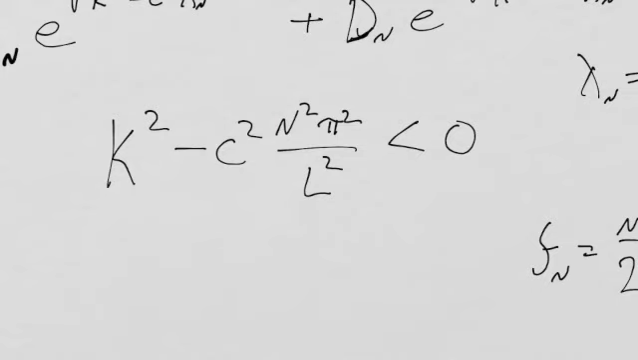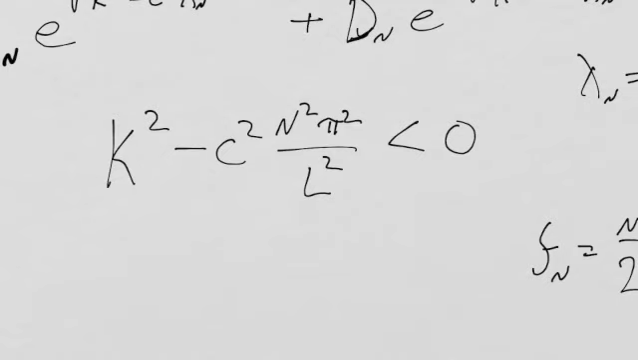L is fixed, C is fixed, pi is fixed, K is fixed, but n can grow for each mode. So there is definitely a mode somewhere that does oscillate, right? There's a value of n where this is going to break into negative territory, and that mode will definitely oscillate. Now the question is, we want all the modes to oscillate.